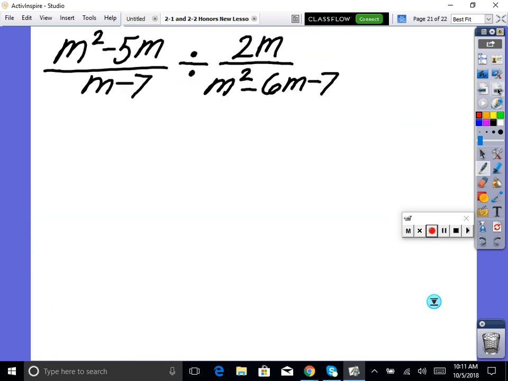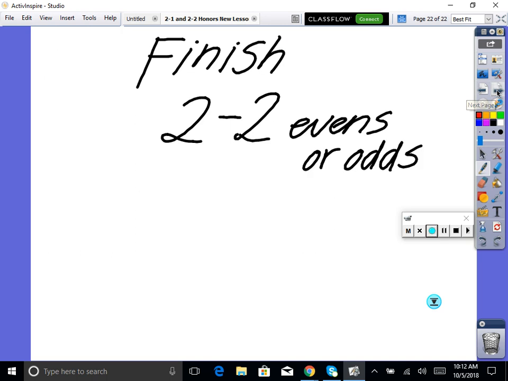Okay, I'm not going to do any more. I'm just going to ask one question. On here, where would I restrict? The bottom, and then the top and bottom. But you would flip that one and then multiply. Good. We'd flip it and then we'd multiply. Okay, awesome. That is the end of the lesson.